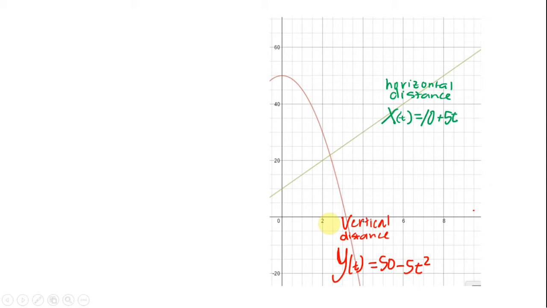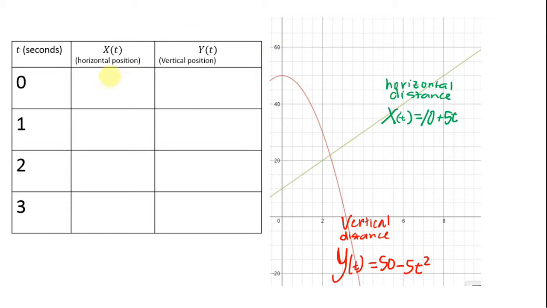As time increases, our object's horizontal distance is increasing, so our object is getting further from where it was dropped. And our vertical distance is decreasing as time goes on. As time goes on, our object is getting closer and closer to the ground.